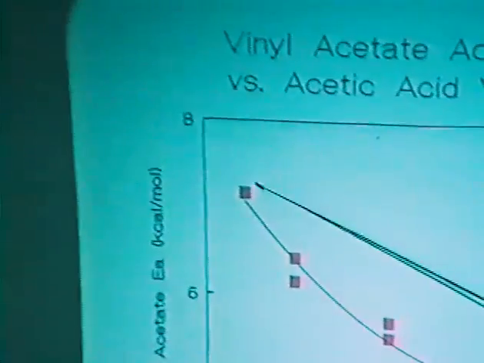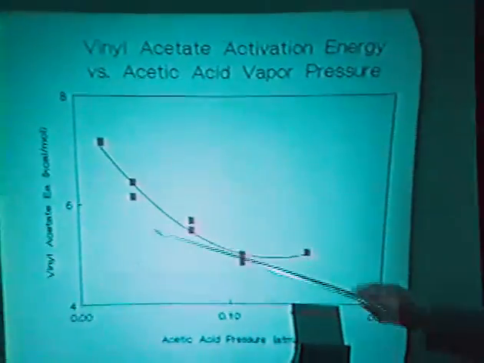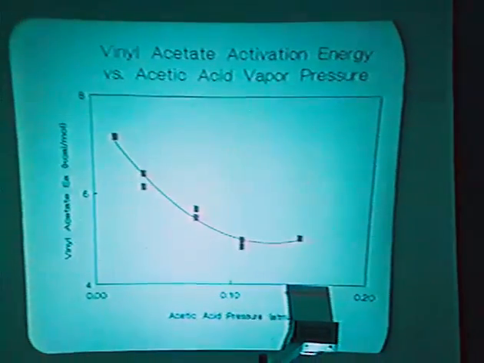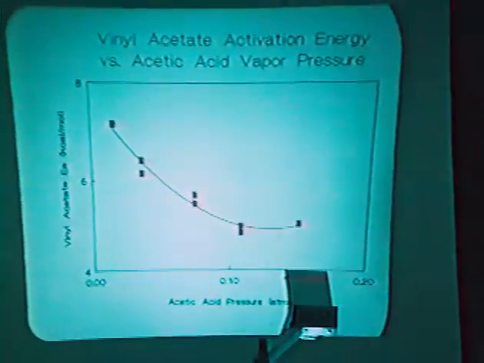Basically, we looked at the activation energy of the reaction over the same pressure range. And you see quite clearly that at low pressures, we have an activation energy of about 7.5 kcal. But as we increase the pressure of acetic acid in the reaction, we drop that right off to 5.5 kcal. So again, acetic acid is interacting with that active site in some way, and that's dropping the activation barrier of the reaction.